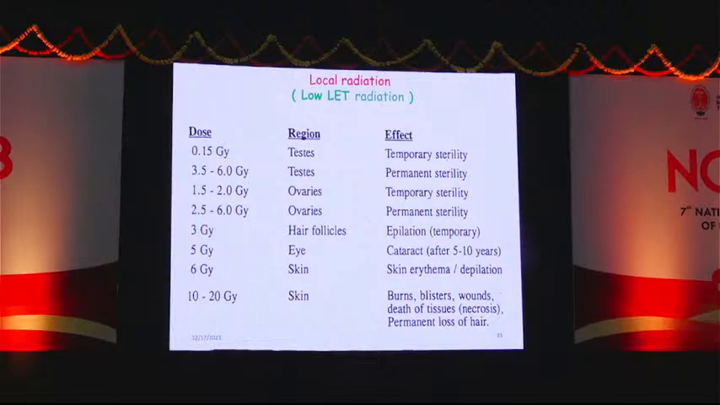For local radiation of low LET radiation: 0 to 0.15 gray to the testis causes temporary sterility, 3.5 to 6 gray to the testis permanent sterility, 1.5 to 2 gray to the ovaries temporary sterility, and 2.5 to 6 gray permanent sterility. 3 gray affects hair follicles, 5 gray causes eye cataract after 5 to 10 years, 6 gray causes skin depilation, and 10 to 20 gray causes burns, blisters, wounds, and necrosis of tissues, permanent necrosis.